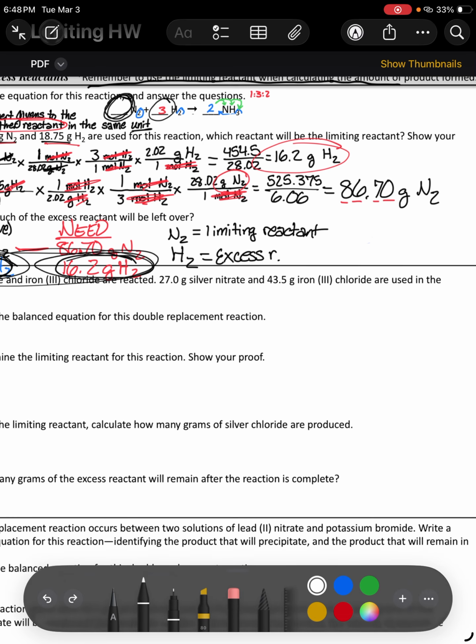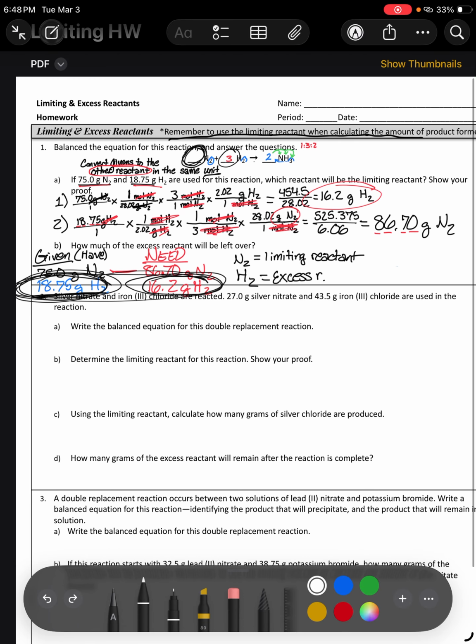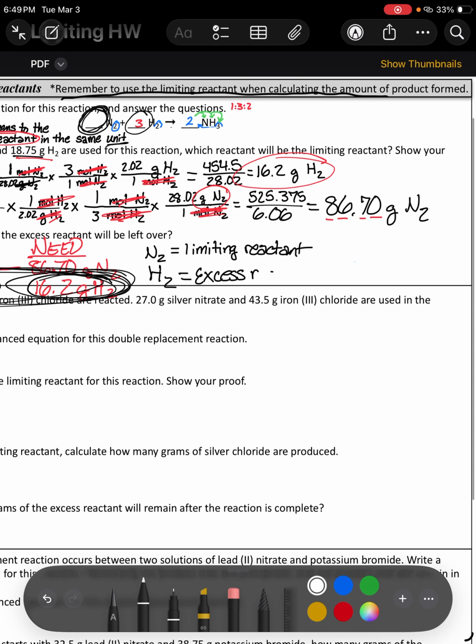How much of the excess reactant will be left over? How do we figure that out? To figure out how much of the excess reactant will be left over, hopefully you guessed it, we're going to just take these two numbers. Our excess reactant is hydrogen. We're going to take what we were given, or what we have, 18.75, and then subtract what we actually needed. So how much will be left over? It'll be about 2.6 left over. 2.6 grams of hydrogen. There's our answer.